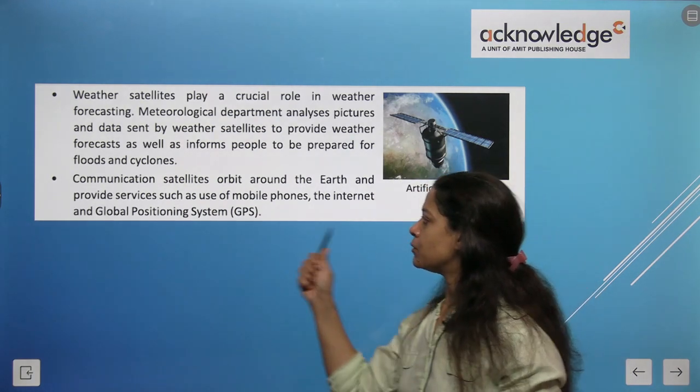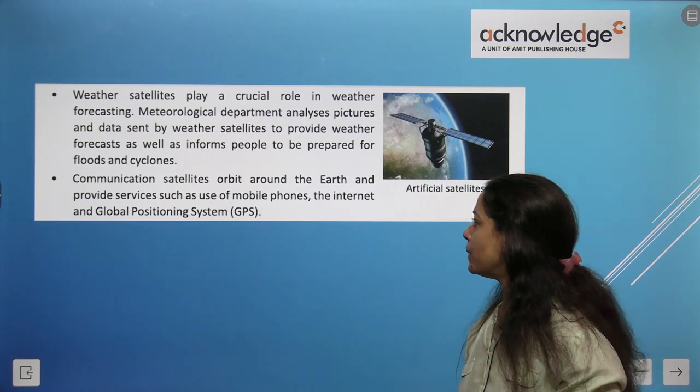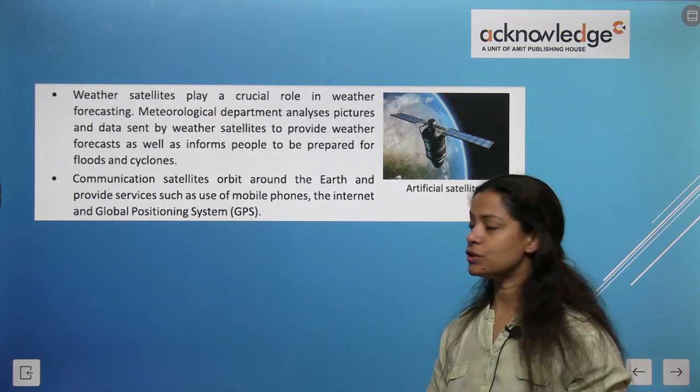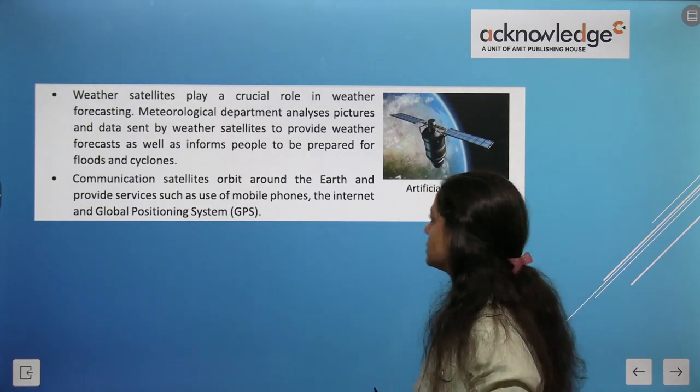Communication satellite orbits around the Earth and provides services such as mobile phones, internet, and global positioning system, that is GPS.